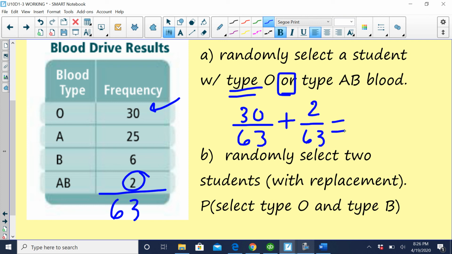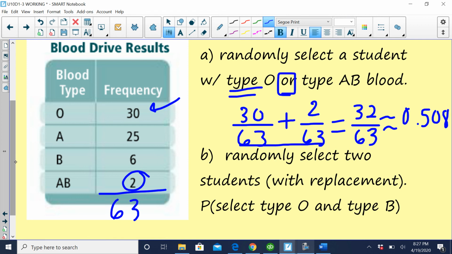Now when I add fractions, I need a common denominator, which these two have the same denominator, so I know the number on the bottom is going to be 63. The numerators I just add together. So 30 plus 2 gives me 32. And now I can just type it into my calculator, and I say 32 divided by 63, and I end up with approximately 0.50, comes out to 5079, so I'm going to say 508.